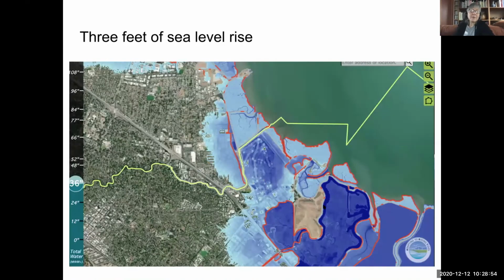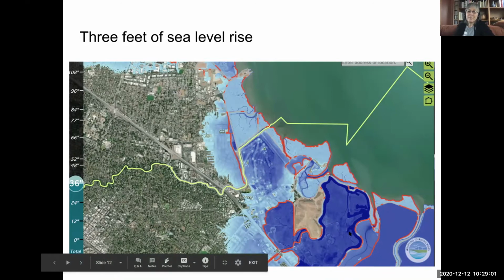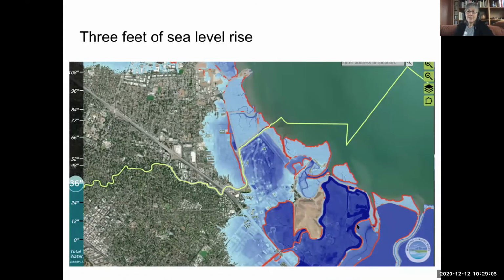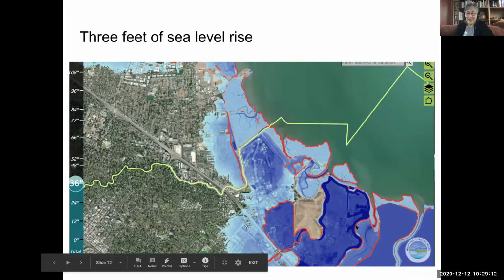And then this is with 3 feet of sea level rise. Nobody knows exactly when that might occur, but sometimes it's towards the end of the century, is my understanding. So we've got some time, but not a lot. So it's time to take some action, and we'll talk real briefly about what those planned actions are.